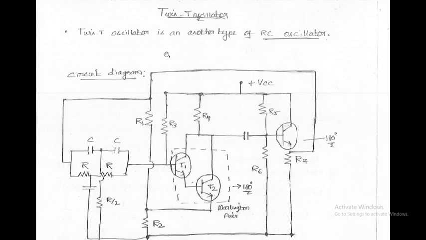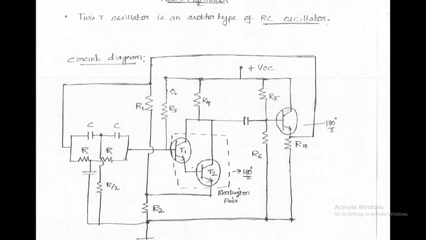Now we are going to discuss the next oscillator, called the twin T oscillator. The twin T oscillator is one type of RC oscillator, and this oscillator has only resistor and capacitor components. So there is no inductor in this twin T oscillator. You can see the circuit diagram.